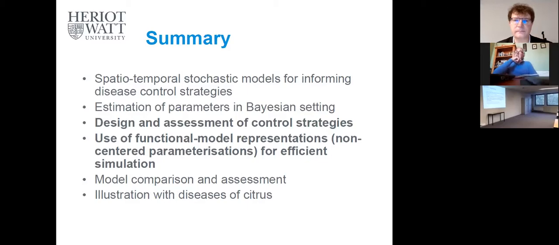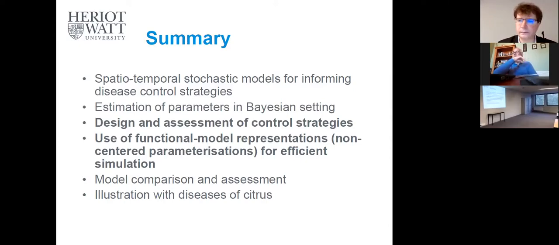And in particular, I'm going to talk about the challenge of how we try to estimate parameters in these models. That's one of the big difficult things with stochastic models, non-linear dynamical stochastic models. It can be quite difficult to estimate parameters based on the kind of patchy data we might observe in an epidemic. And then I'm going to talk a little bit about how we can use stochastic models to inform the design of control strategies.